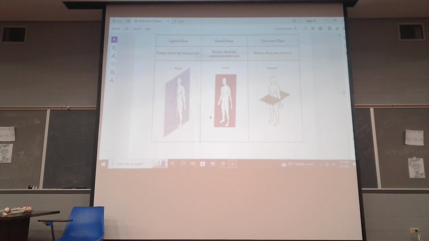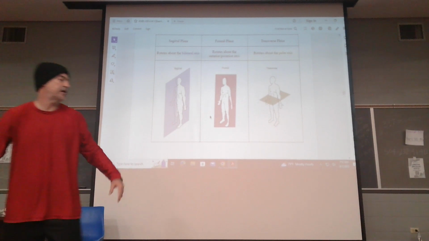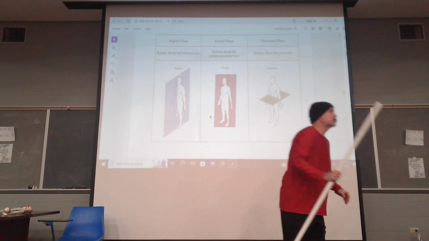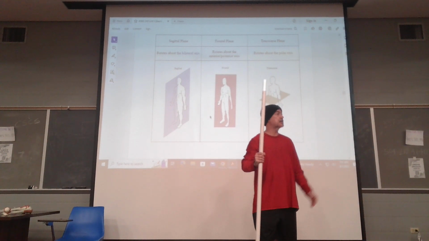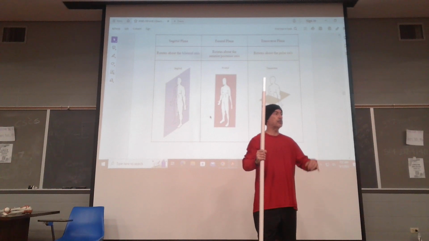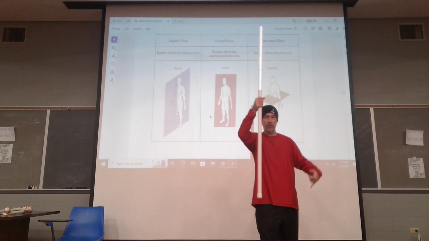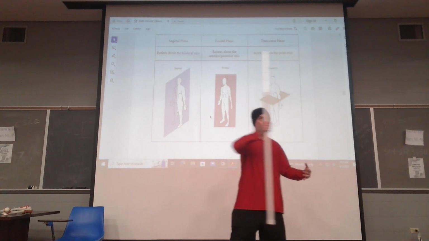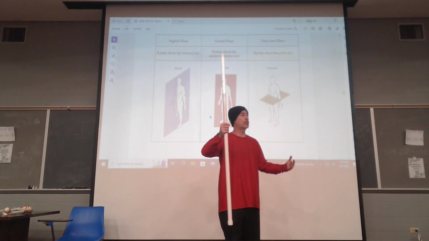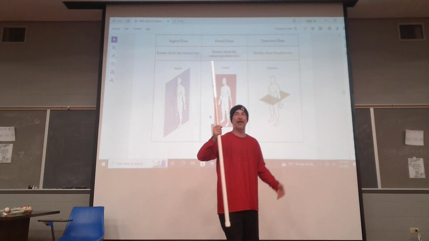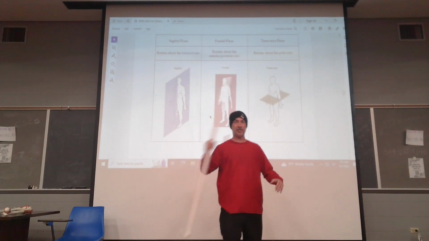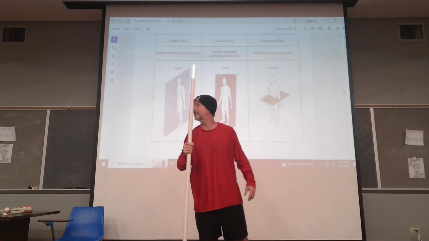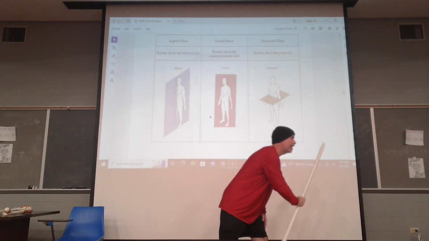How many ways, I'm going to get to you in 1 second, how many ways can this pipe move in a straight line? 6, because it can move 2 different ways in the Y, up, down. It can move 2 different ways in the X, left, right. And it can move 2 different ways in the Z, front, back. And anything outside of that is a combination. Up and to the left and forward. Down and to the right and back.